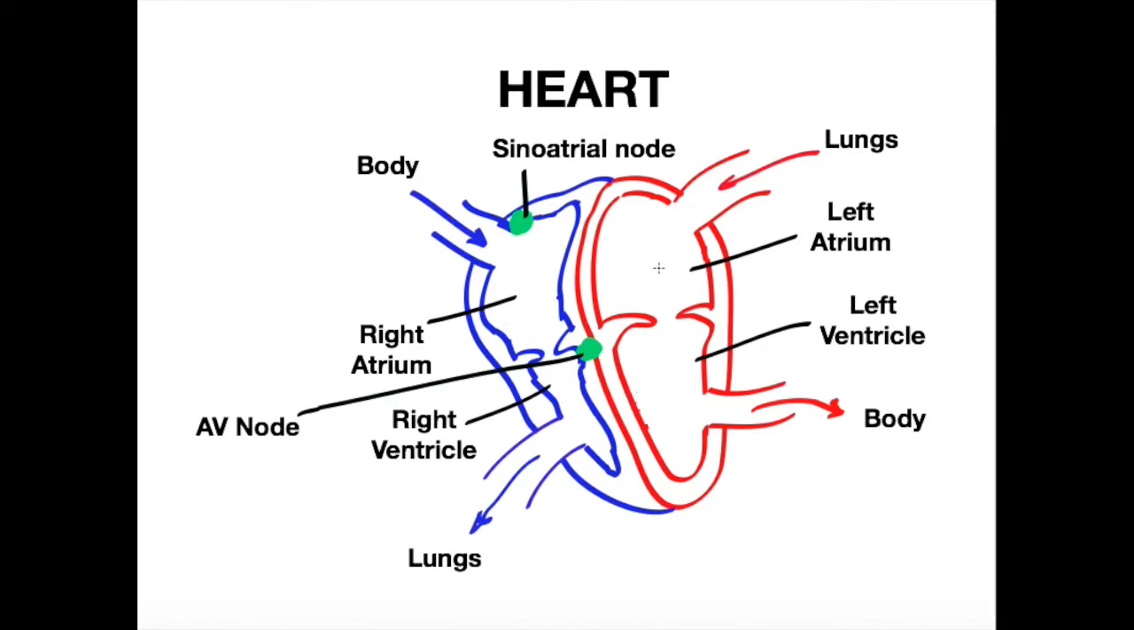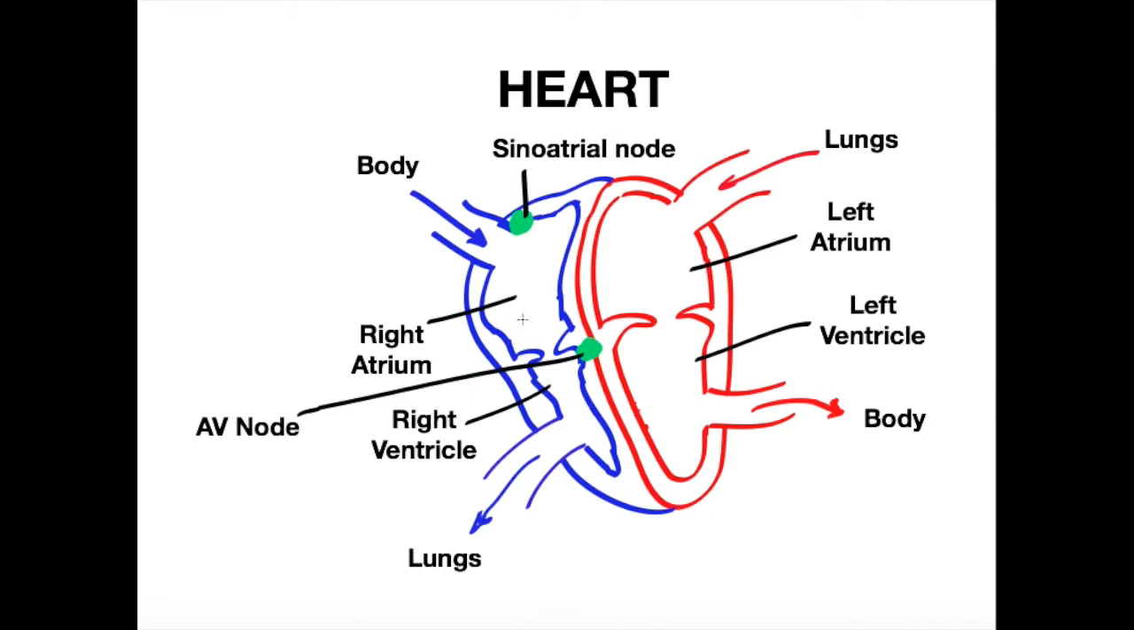Now the two sides are further divided into a top half and a bottom half. So the top halves are called atrium. So we have the right atrium and the left atrium, and the bottom half is ventricles, where we have the right ventricle and the left ventricle. This gives us the four chambers of the heart, as shown here.